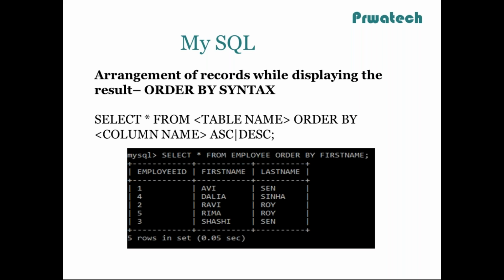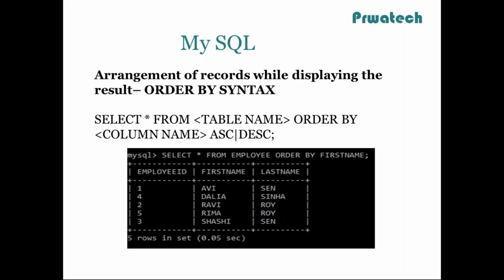So let's check this ORDER BY syntax. What it does is it displays the records in an order which is specified by us, either ascending or even descending. So let's check the syntax here. Here it's written SELECT * FROM table name, then ORDER BY column name, ASC or DESC, followed by a semicolon.